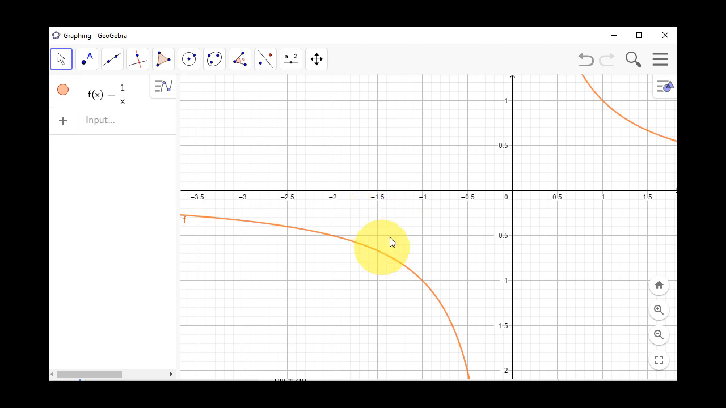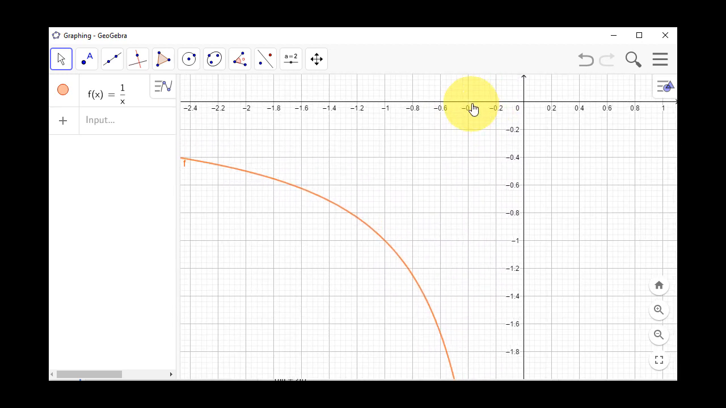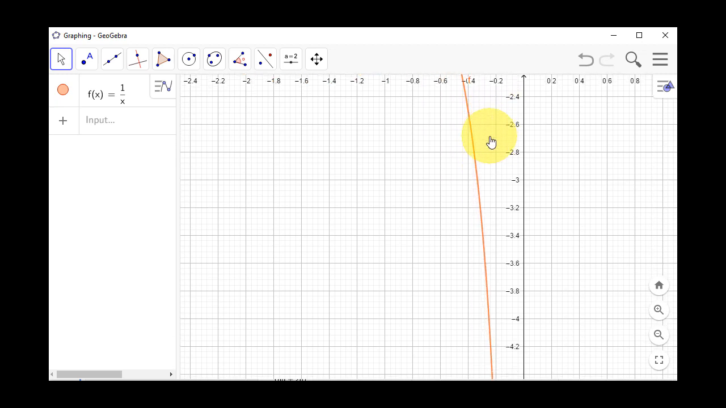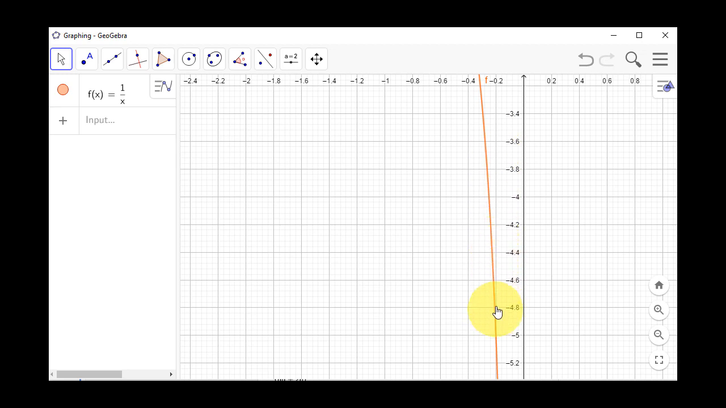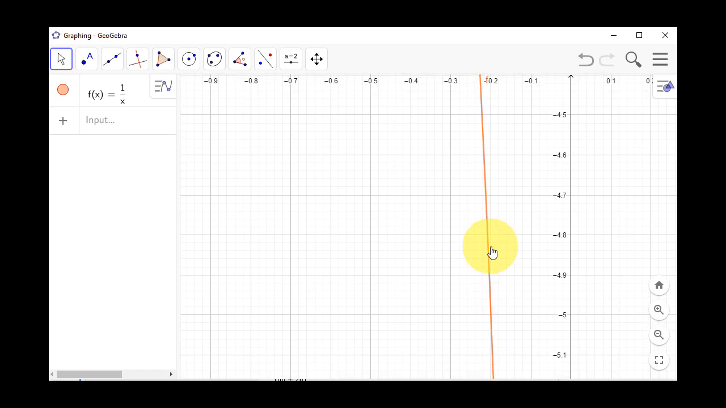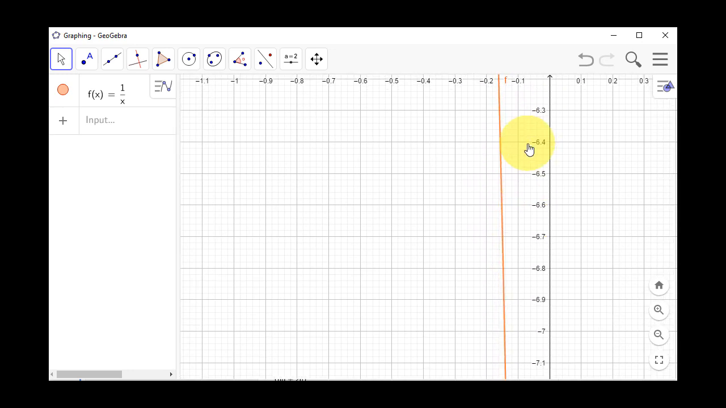Look, minus 1.5, minus 1, and at minus 0.5 now it is negative 2. And as you can see here, if we go closer to 0, minus 0.4 and minus 0.2, I'm getting very low values. Look here, I am closer to minus 4.8, and continue. What happens if I get closer? Minus 0.1, do you see? I have a very big value.